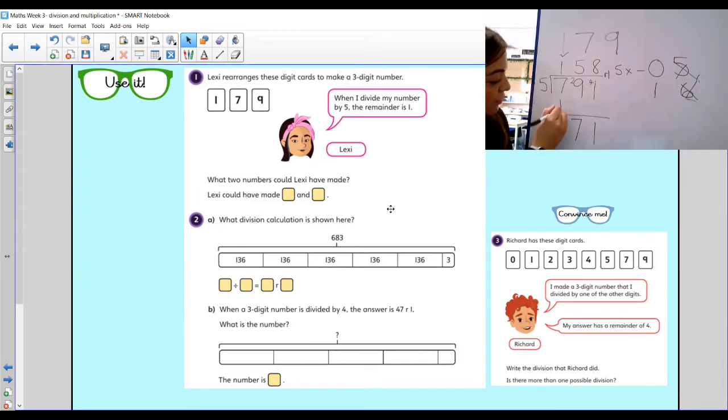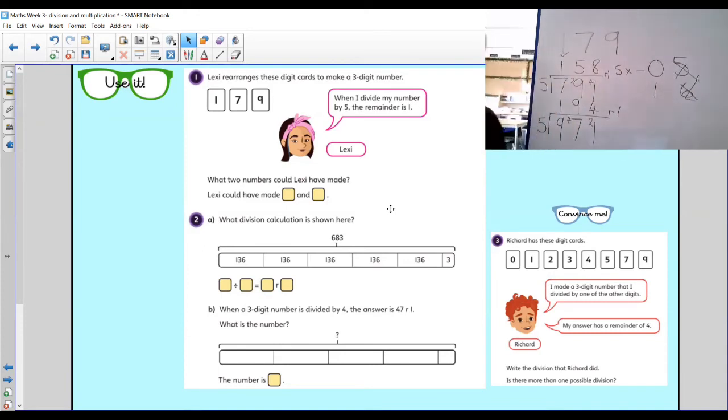So I can make 1 group and I'm going to have 4 remainder. So now that's going to be 47 tens. 45 is 9 lots, and that's going to leave me with 2, which now is 21 ones. And then I've got 4 lots of 5, which will give me 20, but I've still got that 1 left over. So your 2 answers that you could have had was 791 and 971. So well done to you if you got that right.